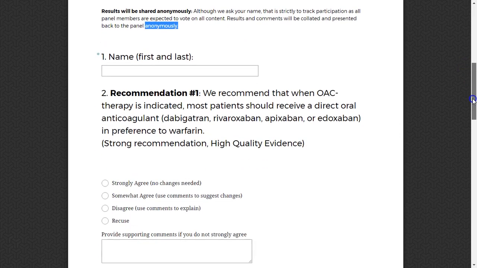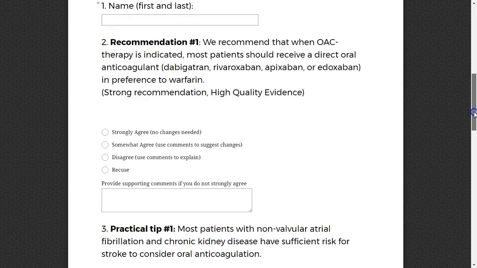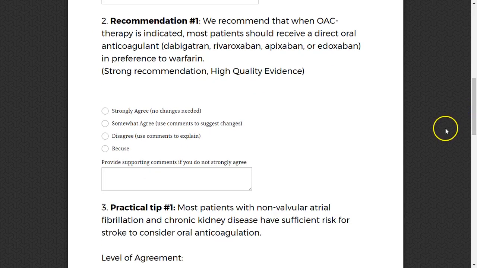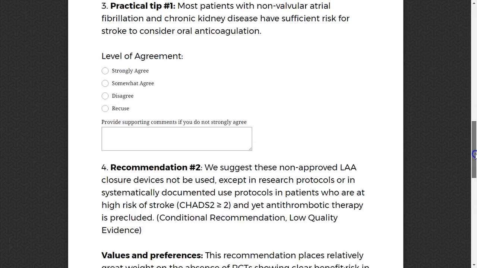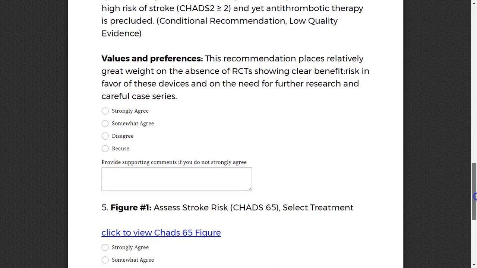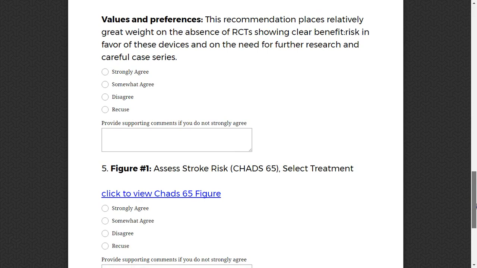The recommendations are listed exactly as worded, and the panel members indicate their level of agreement. We include practical tips and values and preferences. We can also include other things like tables and figures if you'd like your panel to vote on that. We can also include links to supporting documentation, in this example the figure, but we could also link to your evidence tables.